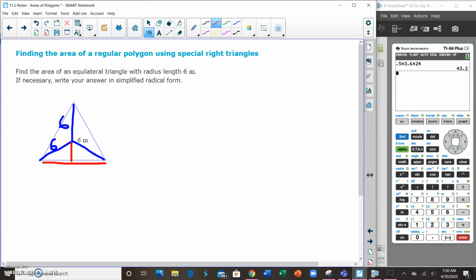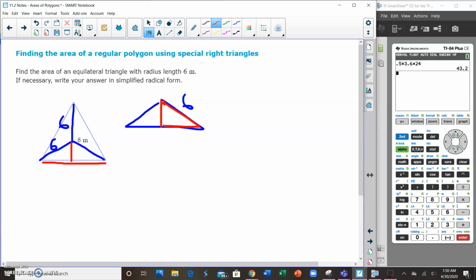So I'm going to redraw that little blue triangle, this one right here, where this is 6. And then I'm going to draw the base, or I'm sorry, the apothem, and there's my base. Okay, so if I look at that, I'm just going to look at this red triangle right here. When I look at that red triangle, I can actually figure out a few things here.